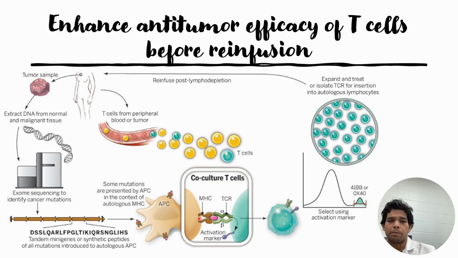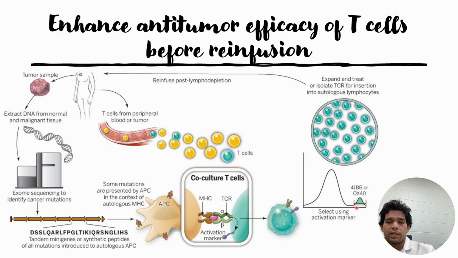The major histocompatibility complex transfers the mutated RNA information to the T cell receptors, and this will help the activation of these T cells, and those T cells that are activated by this process will be screened through the activation markers, and some of the prominent activation markers are CD8 positive cells, which represent 41BB activation, or OX40, which represents the CD4 positive T cells.